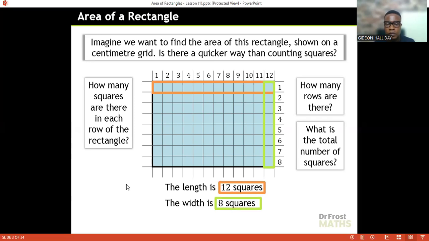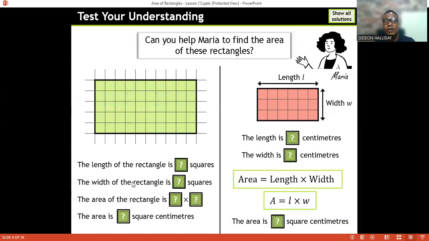Or 12 times 8. So we have a length of 12 squares and a width of 8 squares. So 12 times 8 equals 96 square centimeters. Do you see that? Now, let's go on.